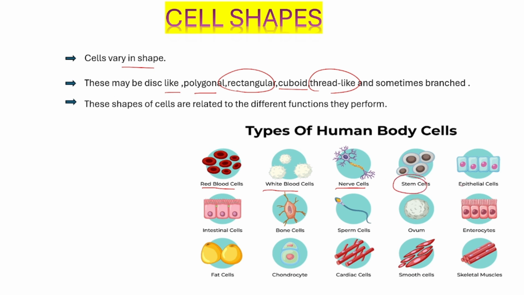Stem cells are different. Epithelial cells are different. Ovum is different from sperm cells. Bone cell is very different. Fat cells are another type. Chondrocyte, cardiac muscle, smooth cells. So these are the different shapes of the cell.